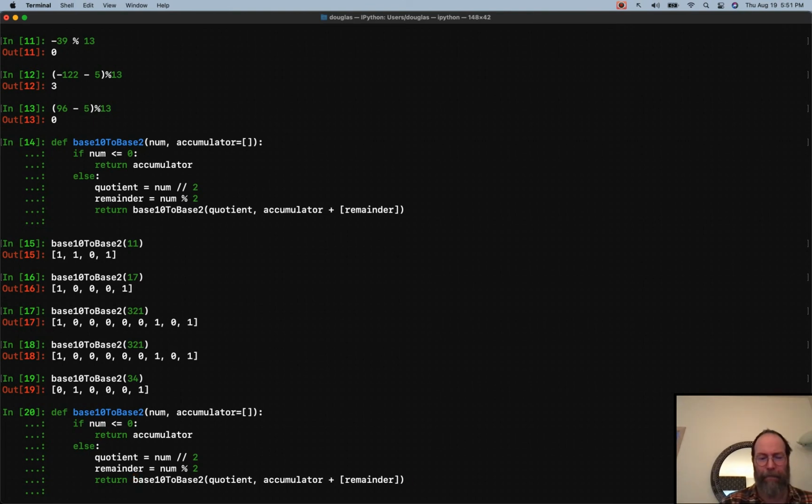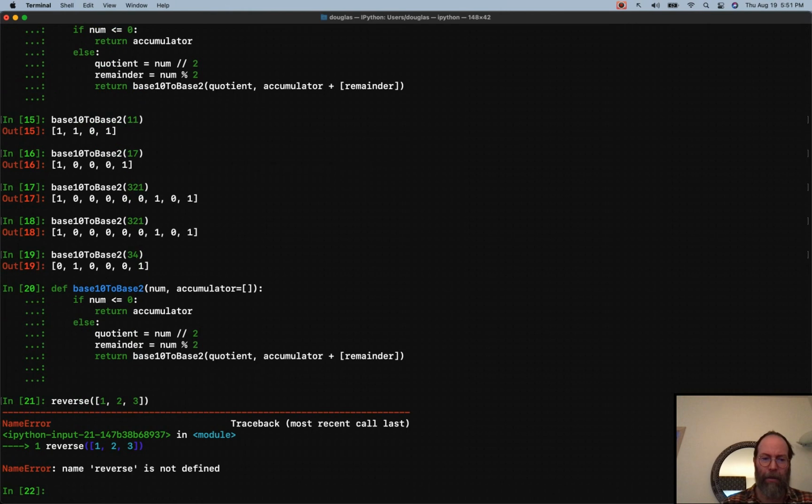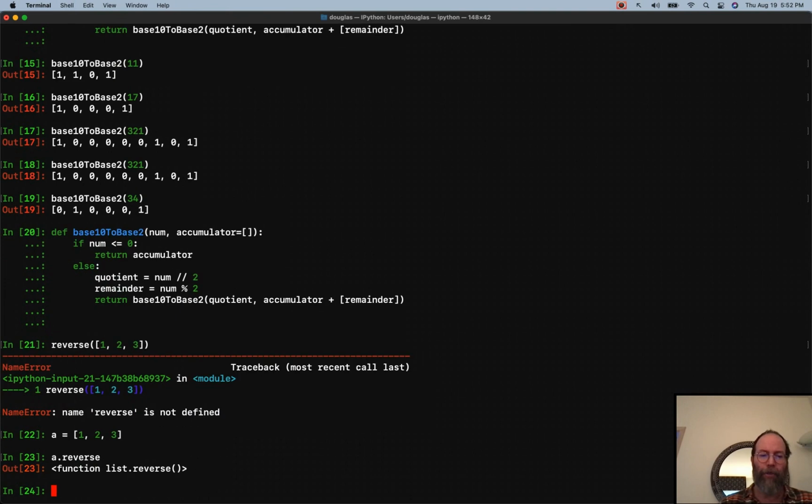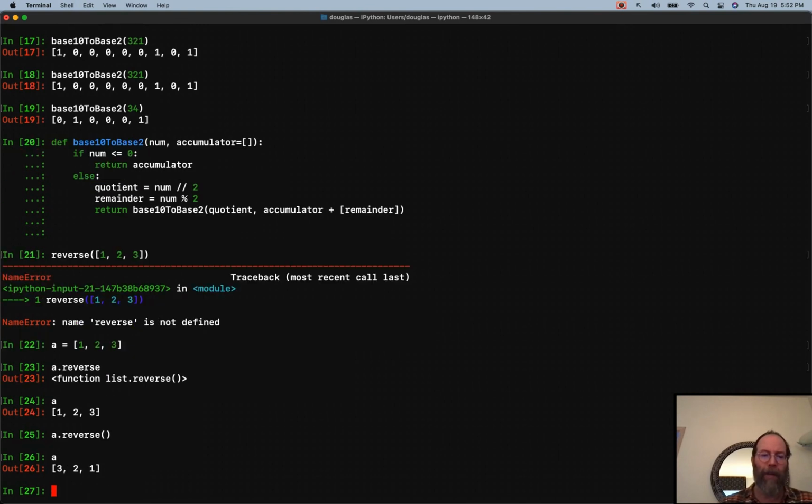Well, let me make sure. Hold on one second. Let me just check something. Reverse the list. 1, 2, 3. Okay, so reverse is not defined. 1, 2, 3. A is equal to 1, 2, 3. And then we have A reverse. Okay, Python, why is Python doing this to me? Oh, you know what? I have to call the function. So now we have 3, 2, 1.